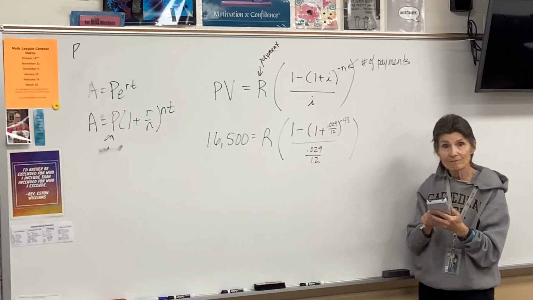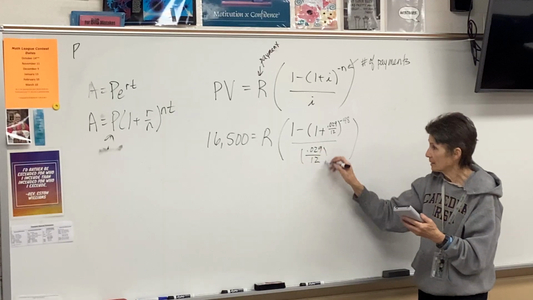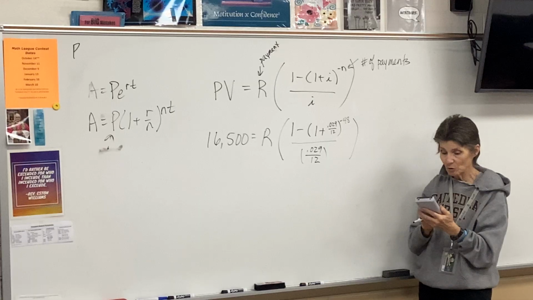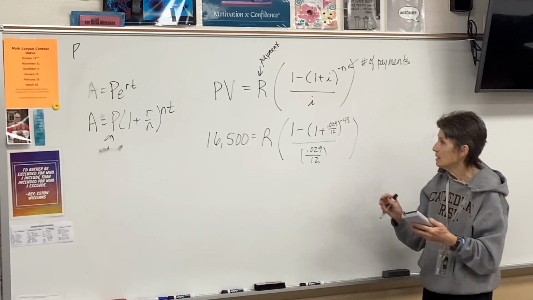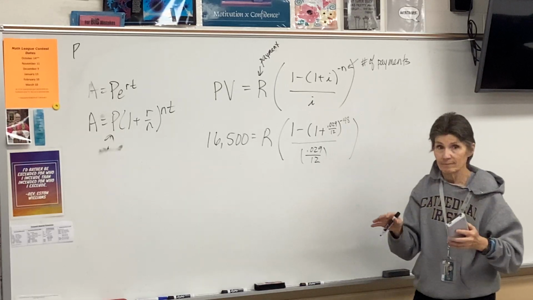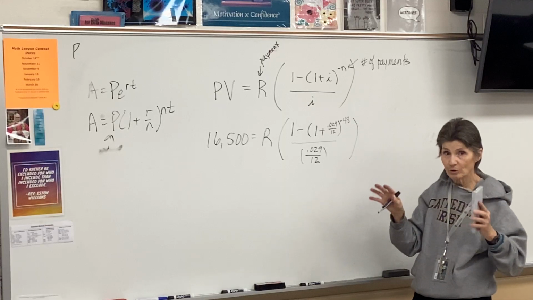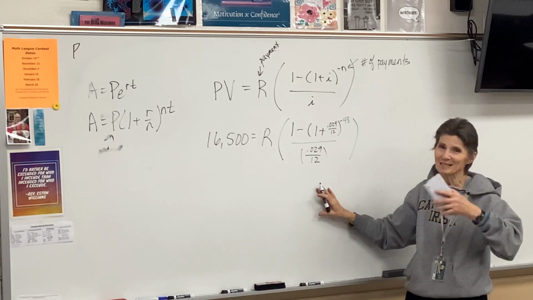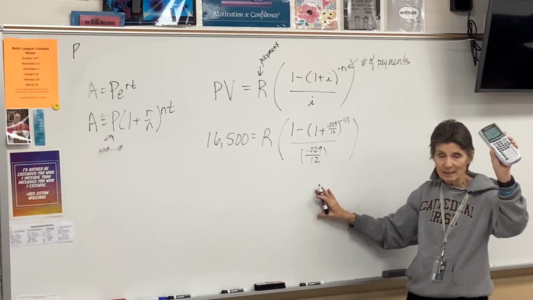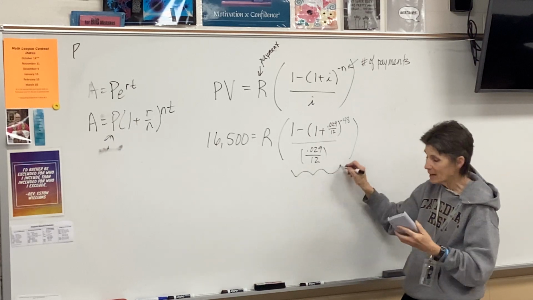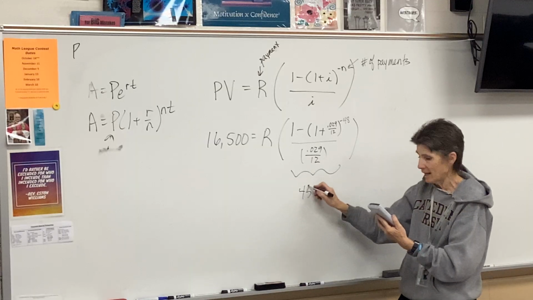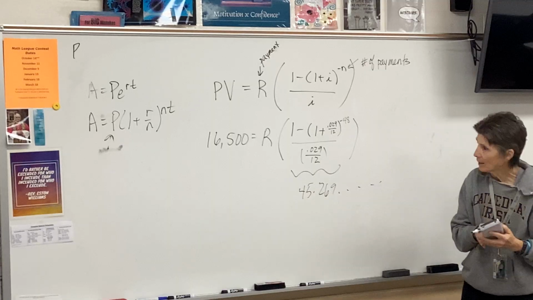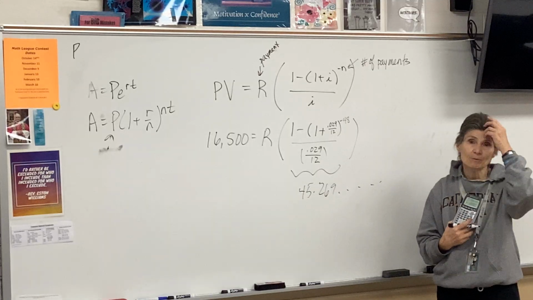And then I'm going to do divided by parentheses 0.029 divided by 12. So whatever you're doing, this right here, I'm writing this down so you can see it, but I'm not going to write it down. I'm going to keep it on my calculator. But this right here should be 45.269 something. Not writing it down, it's right here on my calculator, no need to write it down.